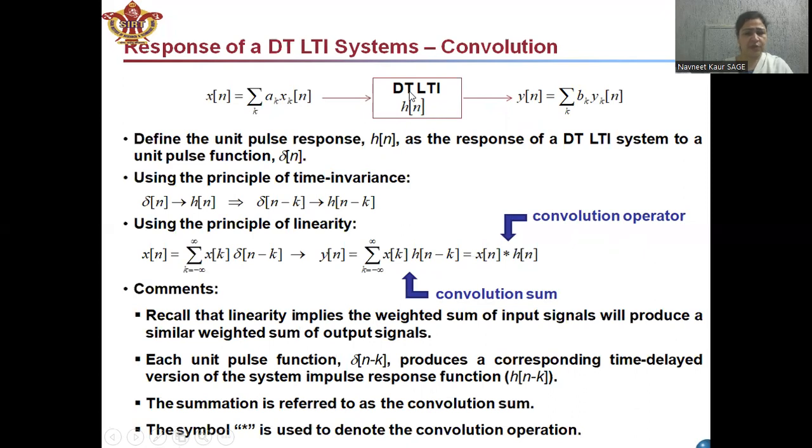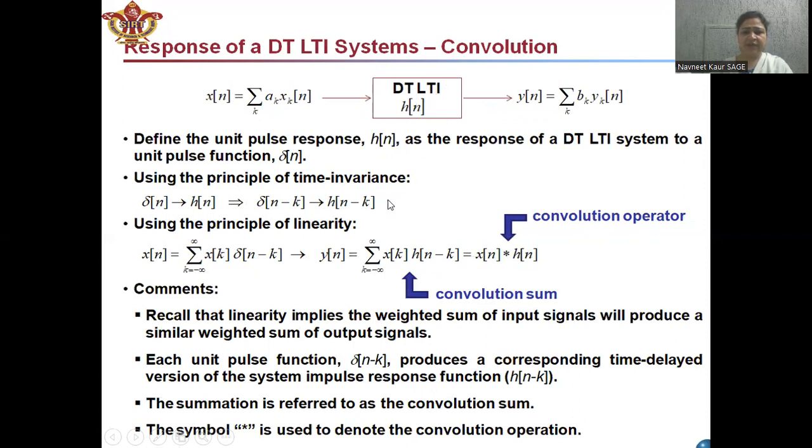Unit impulse response means the response of the system when the input is given as the unit impulse function. I can represent this statement by this function: delta[n] corresponds to h[n], and delta[n-k] corresponds to h[n-k]. This property holds because the system is linear time invariant.